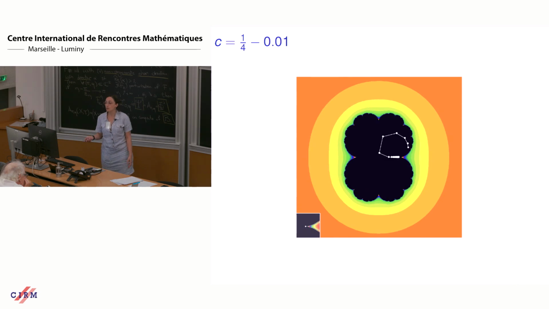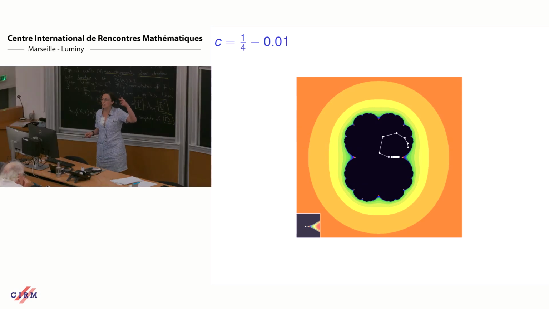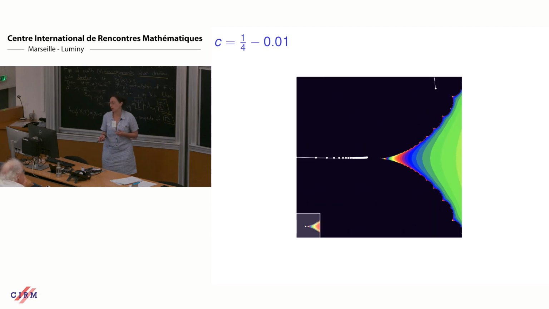So let me choose C equals 1/4 minus 0.01. So I'm still inside the Mandelbrot set, near the cusp. And you see that it seems we have the same behavior that we had in the first picture for C equals 1/4. Do you agree with me? Are you still with me? Are you already sleeping? No, it's too early for that. So if I zoom in on that picture, what you see is that orbits accumulate somewhere, and it seems to be at a fixed point, okay?